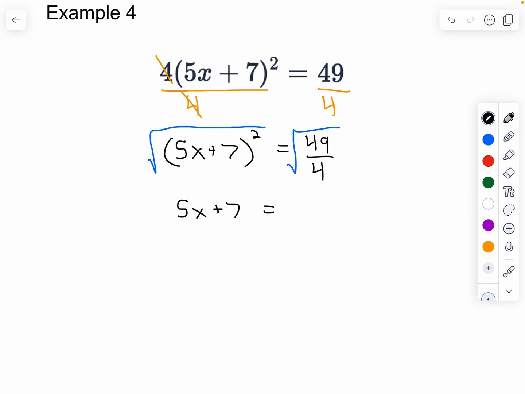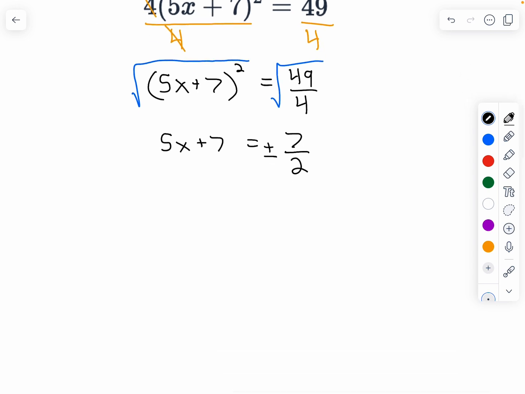So on the left side, I have 5x plus 7, and on the right side, I need to square root that fraction, and lucky for me, that fraction is composed of perfect squares. The square root of 49 is 7, and the square root of 4 is 2. So that does reduce nicely. I need to put a plus and minus in front of that fraction, though, because I've square rooted.